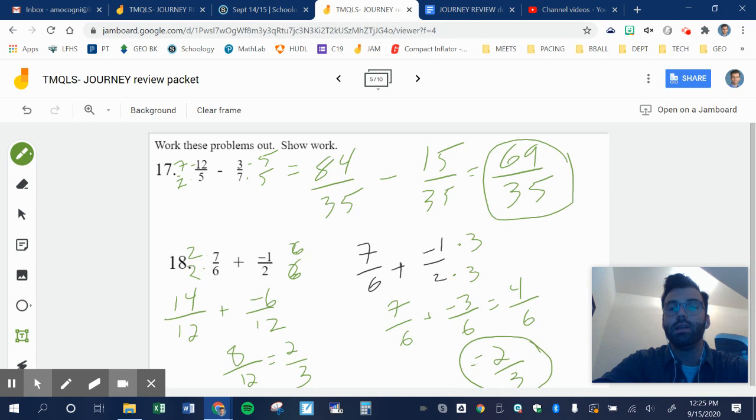Make sure you're reducing whenever possible. Okay. Does 69 over 35 reduce? I don't think it does, but I'll double check. Yeah, no, it does not.